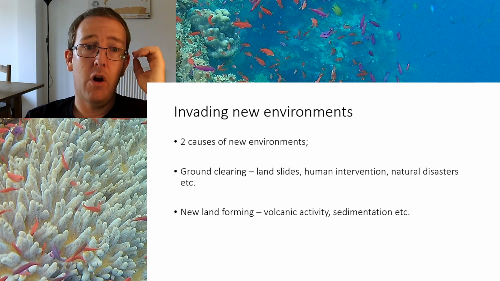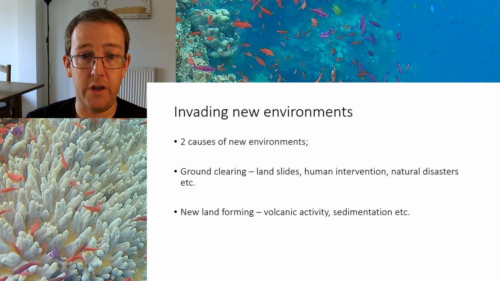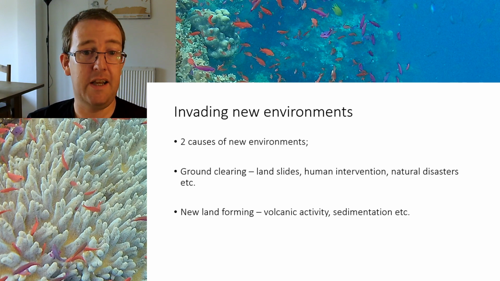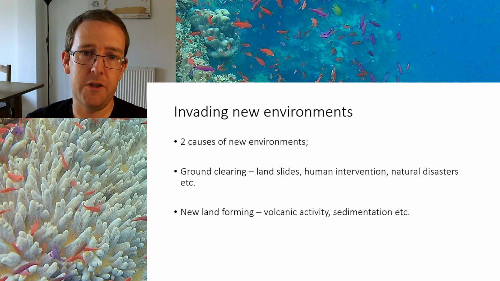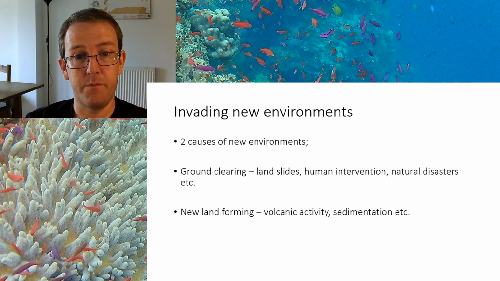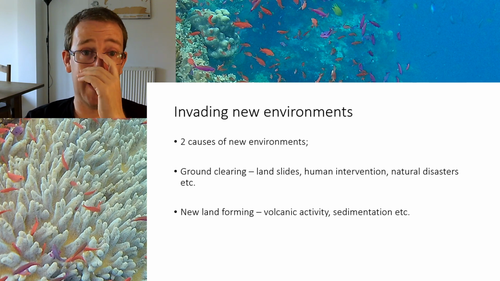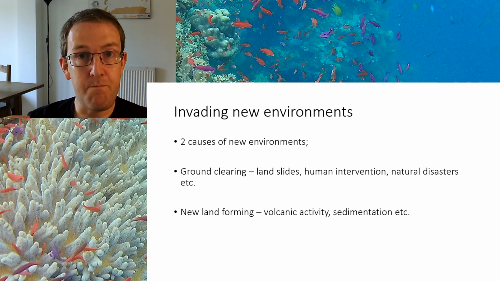Okay, right. So in terms of invading new environments, as we've said, there's two causes of new environments. There's ground clearing that gives us our secondary succession, so landslides, human intervention, natural disasters, etc., and new land forming. Volcanic activity and sedimentation would be our examples that we're going to go into. So the top one there, ground clearing, that's quite common. The new land and new space forming is actually quite rare.